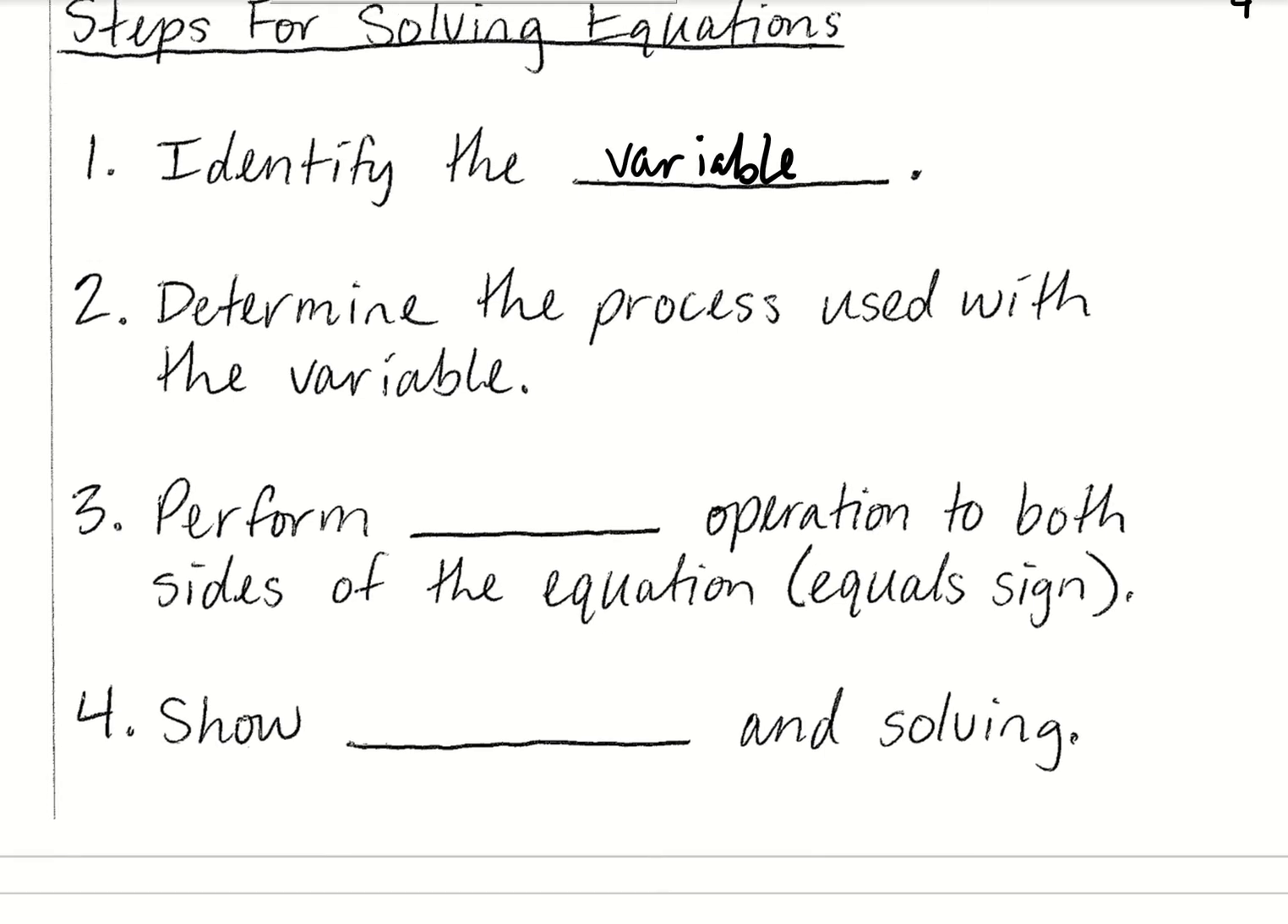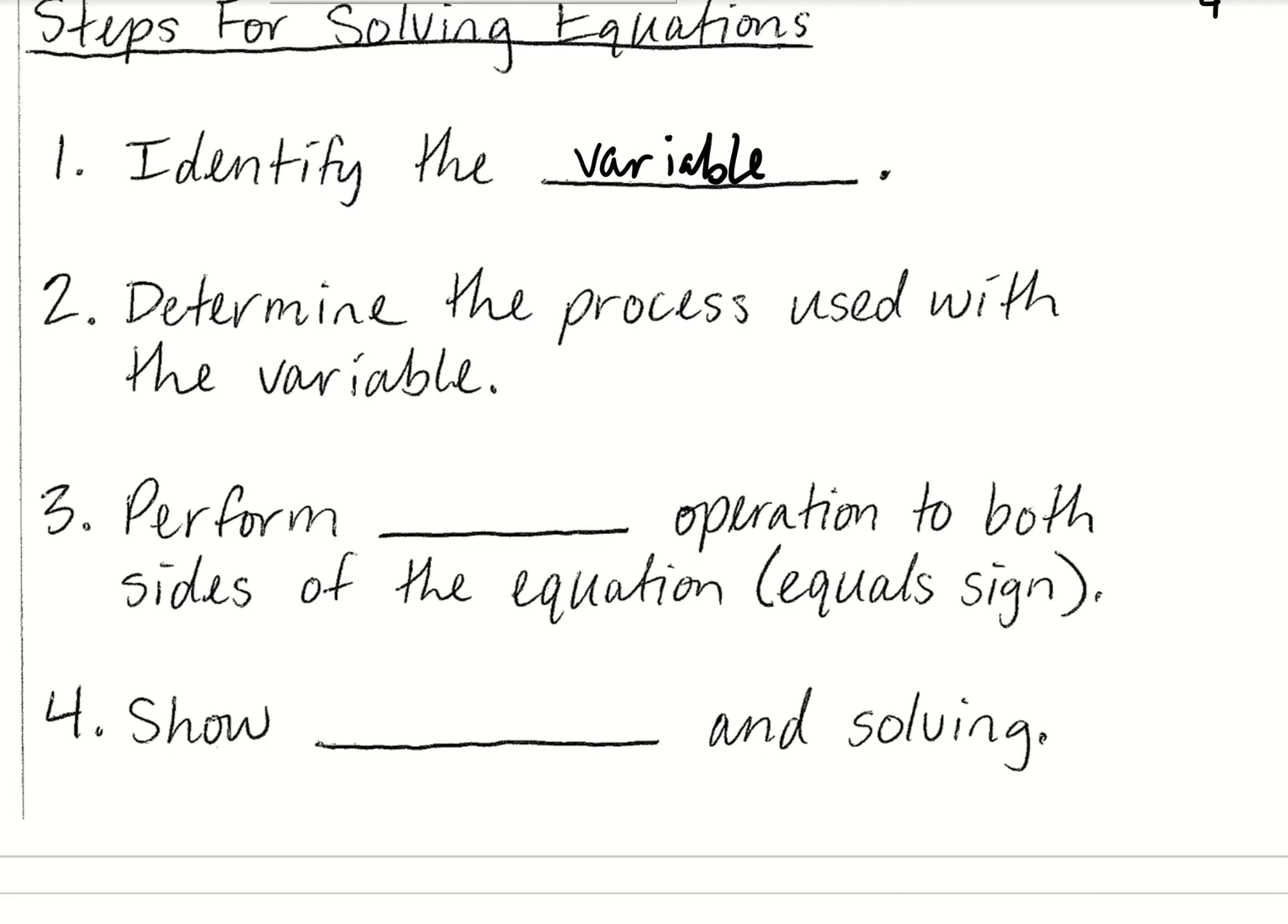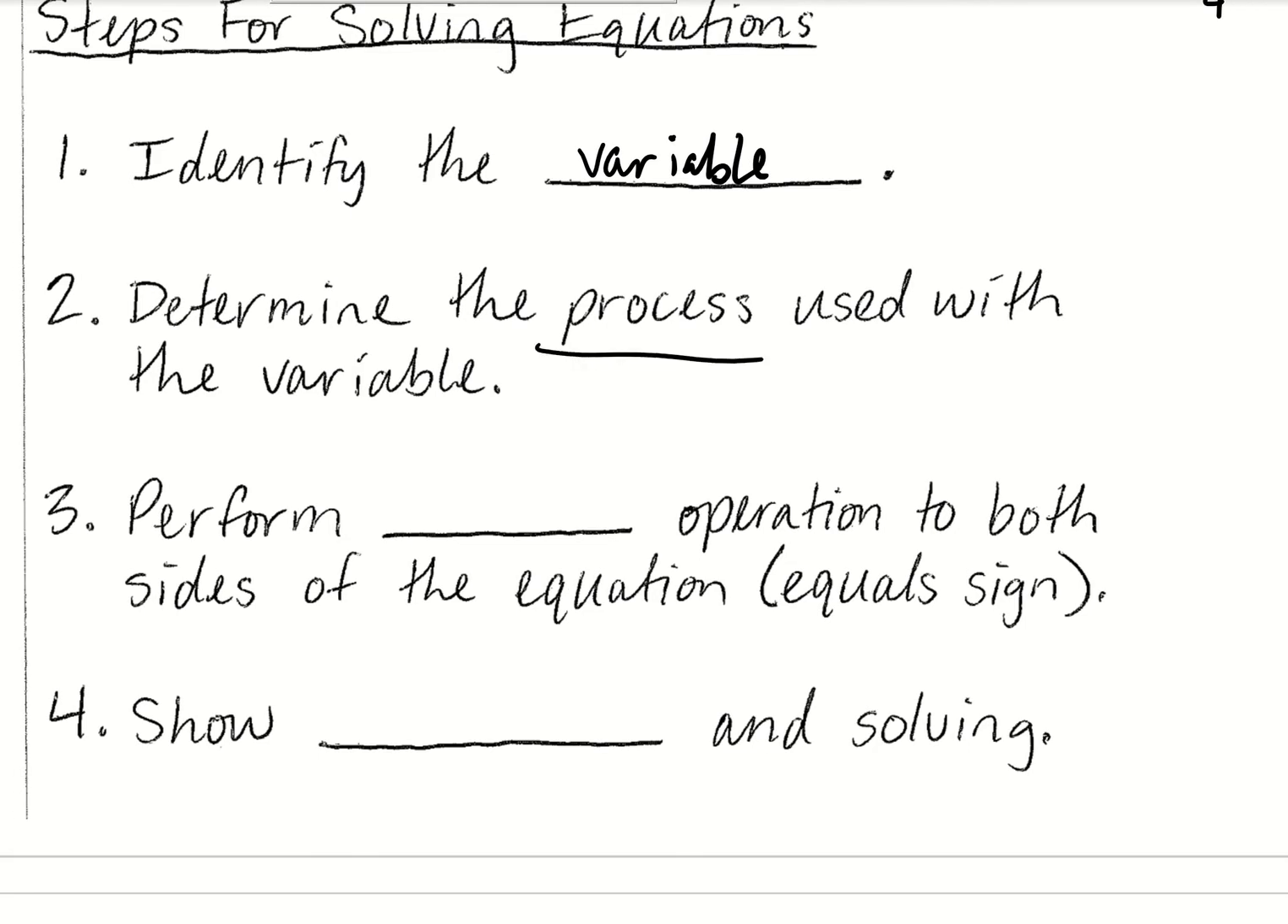All right. Step 2 is determine the process used with the variable. Okay. So by process, I mean, is it addition, is it subtraction, is it multiplication, or is it division? All right. It could also be an exponent. We're not going to worry about that so much here at the beginning though. Okay, we're just going to get started with this stuff. All right. Step 3 is going to be to perform the inverse operation to both sides of the equation, or both sides of the equal sign. All right. So whatever you do to one side, you got to do it to both sides.